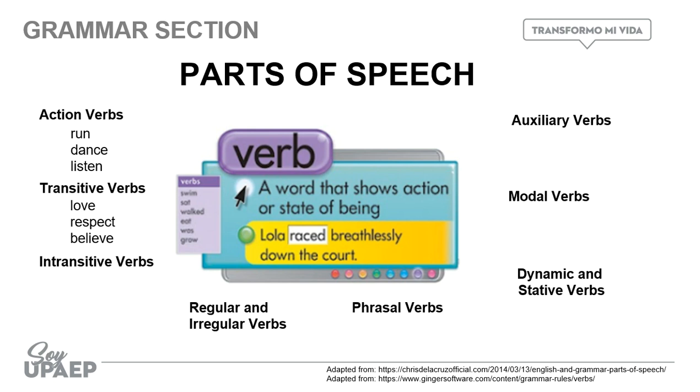Transitive verbs are the ones that take an object. For example, I love pizza, I respect my teacher, I believe in God. Intransitive verbs are the ones that do not take an object. For example, I walk, she laughs, they run. Auxiliary verbs are the ones that help create negative sentences, questions. For example, do, does, did, have, has, had, am, is, are, in different tenses, of course.